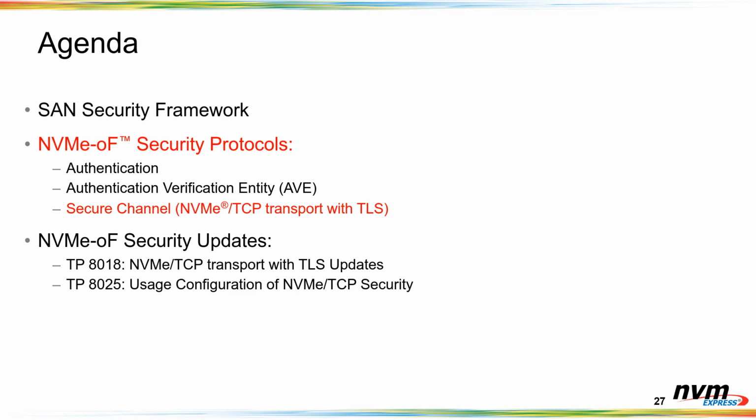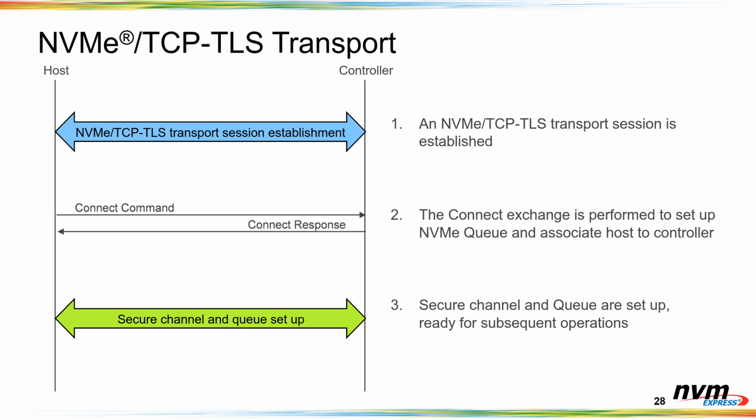Okay, thank you. So Claudio talked about authentication and authentication verification. I'm going to talk about the secure channel protocol that protects traffic in flight from eavesdropping and tampering. NVMe fabrics for NVMe TCP chose to adopt TLS, specifically TLS 1.3. And the basic structure is shown here.